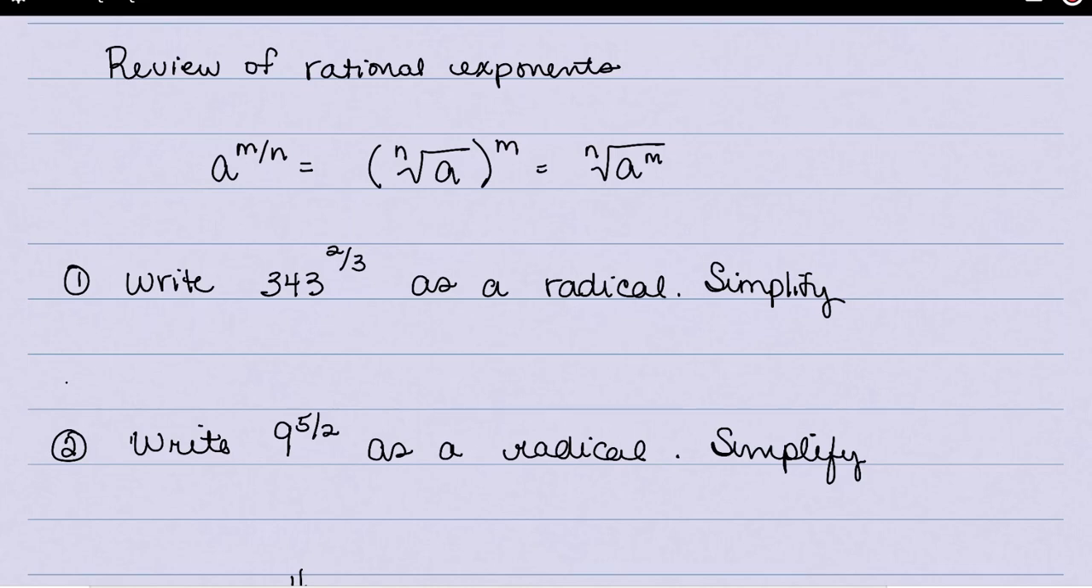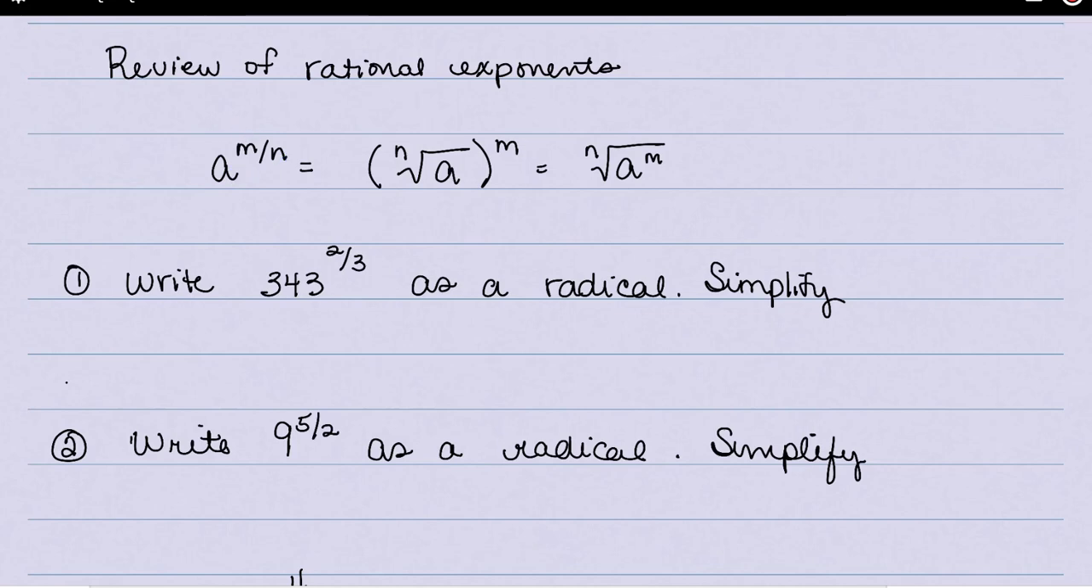We're beginning chapter 6, which deals with exponential functions, but before we get into section 6.1, we're going to do a quick review of rational exponents. A radical can be written as a rational exponent. So rational exponent means fraction exponent. So you see here I have a base with a fraction exponent.